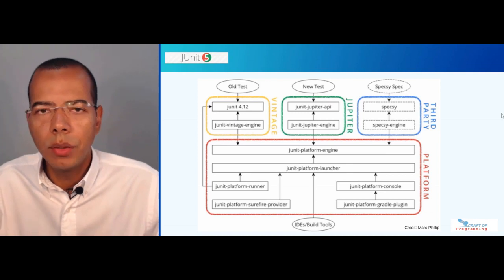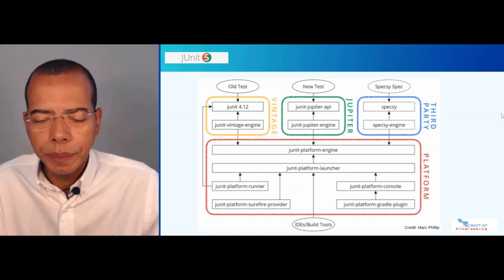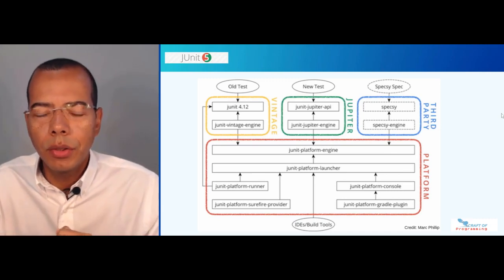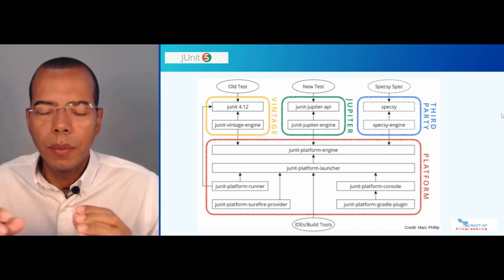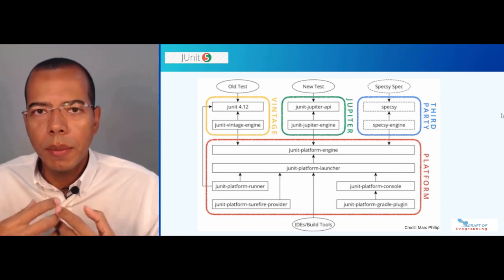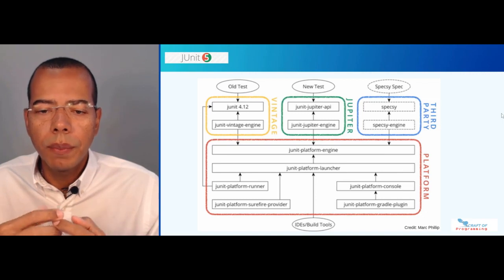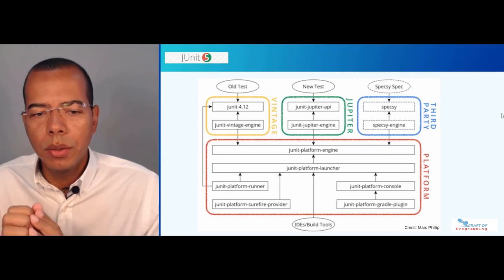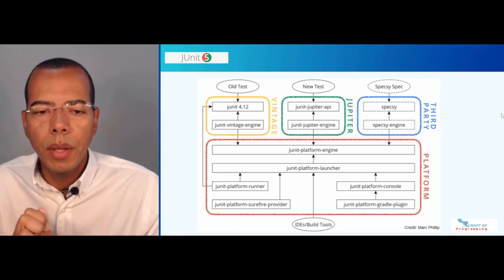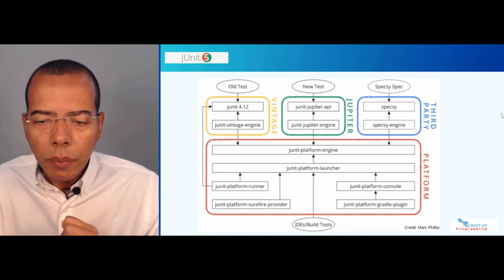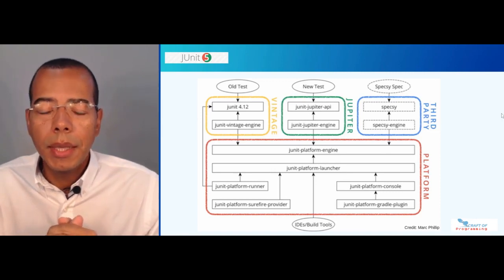But the main thing that you should be concerned with here is that there is now a clean, neat separation of concerns, a clean, neat architecture where people that are writing tests just depend on the Jupiter API jar. People that have old JUnit 4 tests just depend on the vintage engine via the JUnit 4.12 jar.